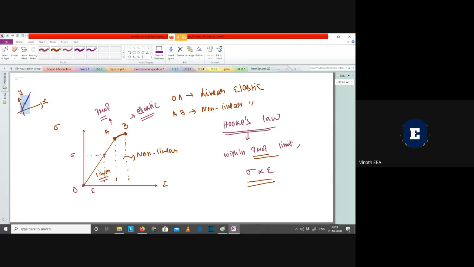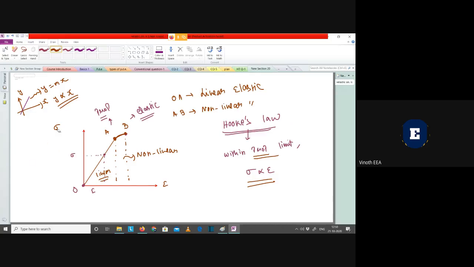Okay, just consider that it is passing through the origin. If I take a straight line passing through the origin, what is the equation of the straight line? The equation is nothing but y is equal to mx, where m is the slope, so y is proportional to x. This is what Hooke's law is saying. It's simply a straight line equation.